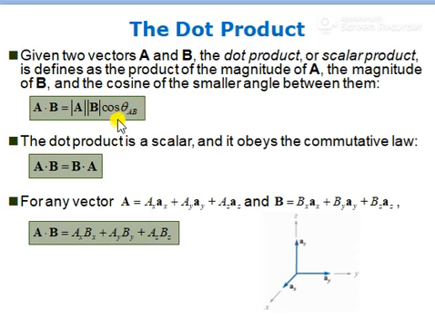Now we'll see some of the properties of dot product. Out of that, one property is given here. Dot product is a scalar and it obeys the commutative law. It is A dot B is equal to B dot A. This is one property. There are also many properties.